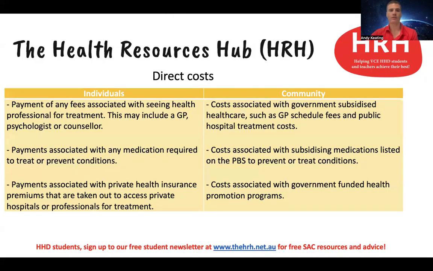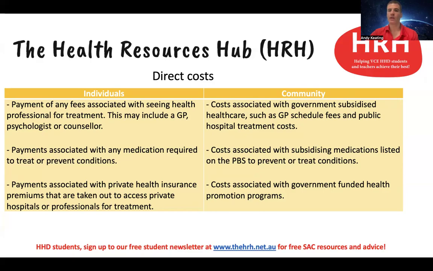So firstly, for direct costs, if we're looking at individuals, the first example is payment of fees associated with seeing a health professional for treatment. That would include a GP, a psychologist, or a counselor, depending on the condition. If an individual has to pay out of their pocket some money associated with seeing that health professional, then that would be an individual direct cost. The second one, payments associated with medication required to treat or prevent conditions. Once again, that would be money out of an individual's pocket, directly related to the condition. And then payments associated with private health insurance premiums that might be taken out to access private hospitals or professionals for treatment. So once again, individuals might have to pay directly for that.